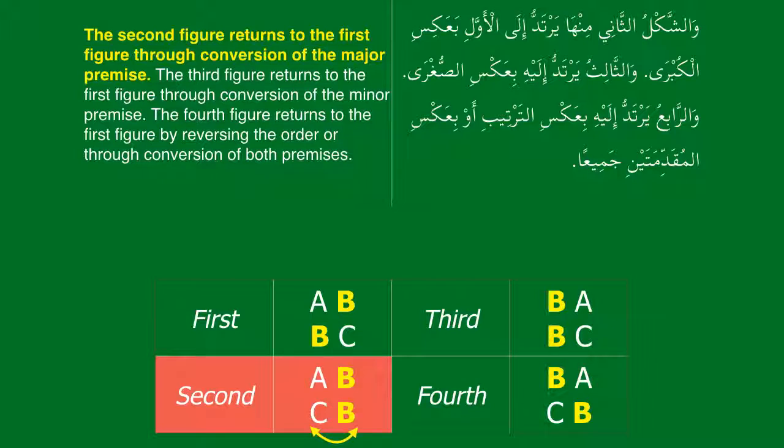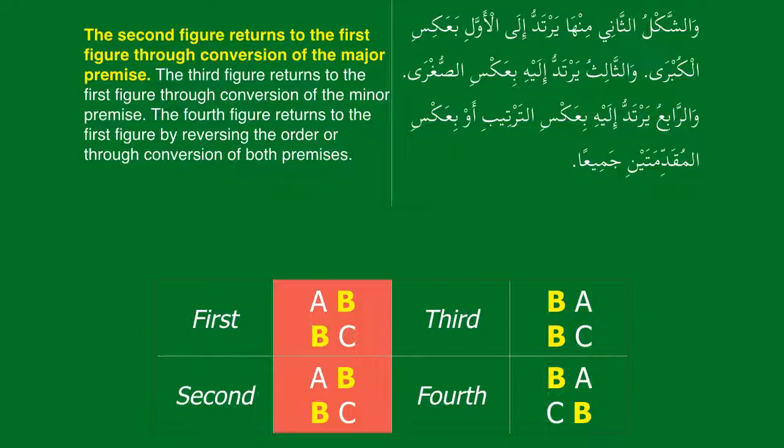You keep the affirmation or negation the same. So what you do is, in the second figure, you switch CB to BC, and when you do that, it looks just like the first figure. And so if you want to figure out what the conclusion of a particular mode of the second figure is going to be, you can just apply propositional conversion to the major premise, the second one, and transform the argument into an argument on the first figure, and then you can easily figure out what the conclusion is going to be.